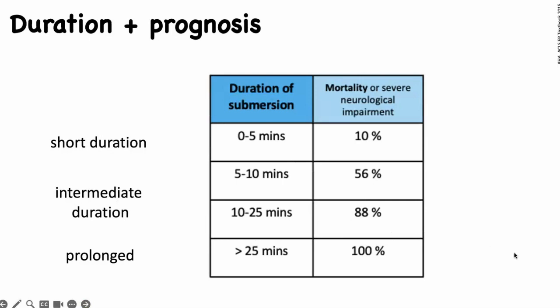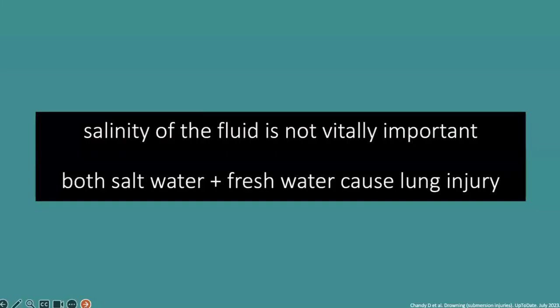And a prolonged submersion or immersion where the patient has drowned and has been underwater for more than 25 minutes is related to pretty much 100% mortality. So it's really important for us to try and flesh out how long do we think the patient was submerged, and when were they last seen alive? When can we pinpoint the last time that they were seen to be moving and walking and alive?